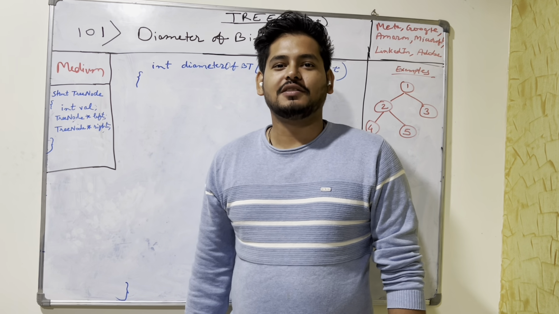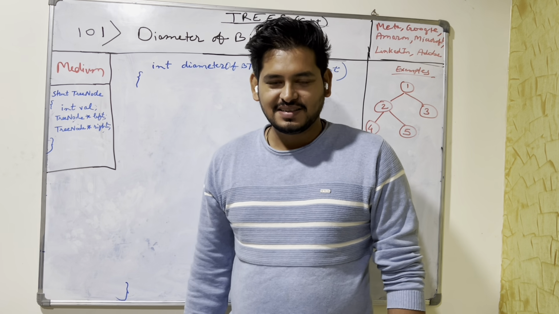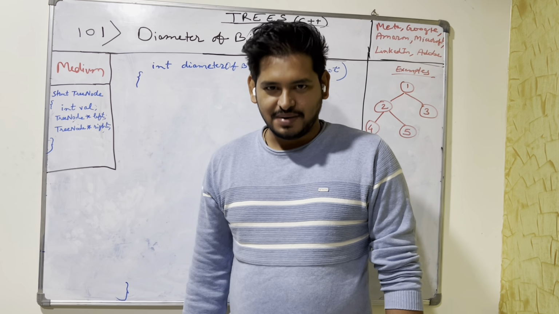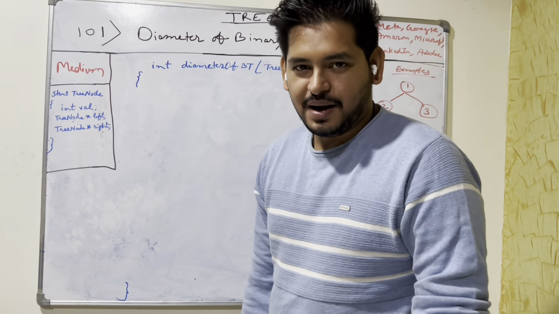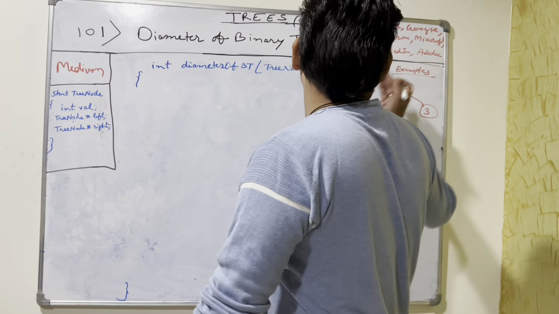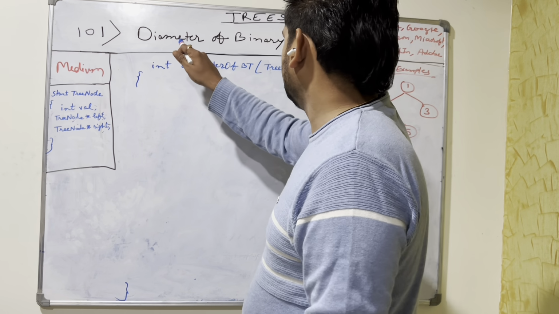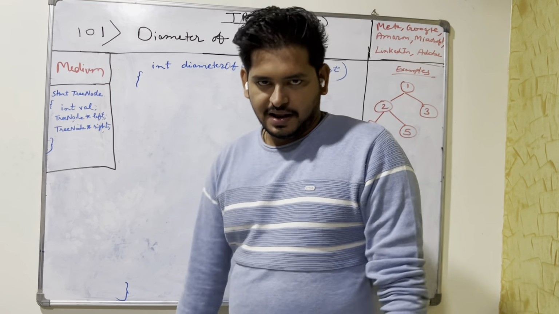Today we are going to solve the 101st question of the problem solving series and the 11th question of the topic tree. The difficulty level for this question is medium and this question has been asked in Meta, Google, Amazon, Microsoft, LinkedIn, Adobe and many other companies. It's a very popular question. We need to find the diameter of binary tree.